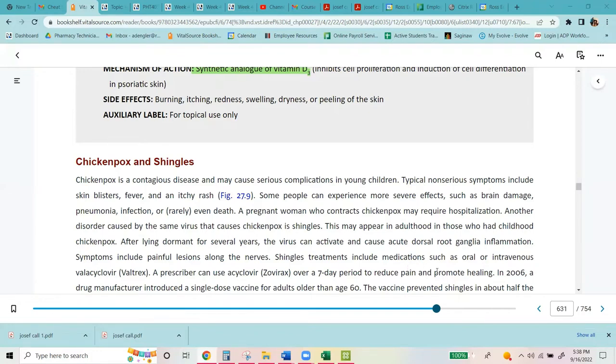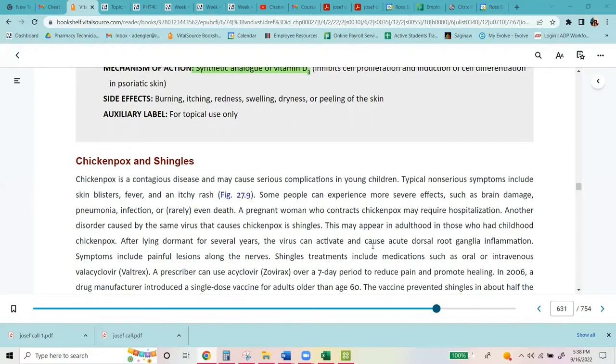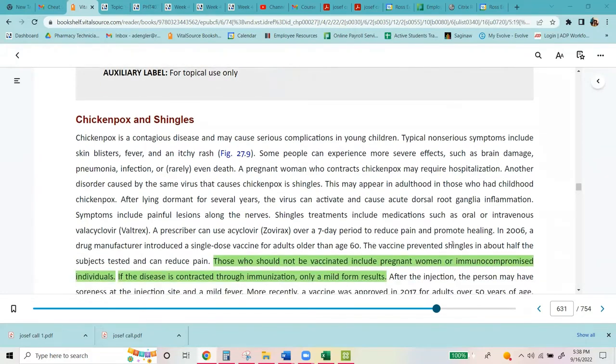Symptoms include painful lesions along the nerves, and shingles treatments include medications such as oral or intravenous valacyclovir. A prescriber can use acyclovir over a 7-day period to reduce pain and promote healing.